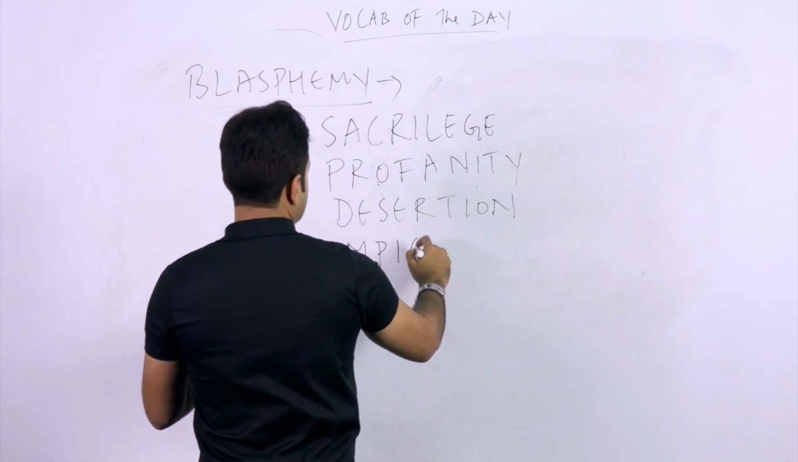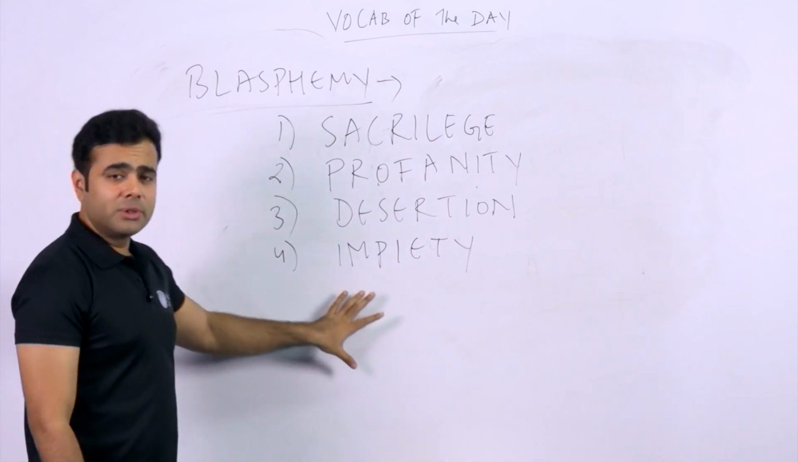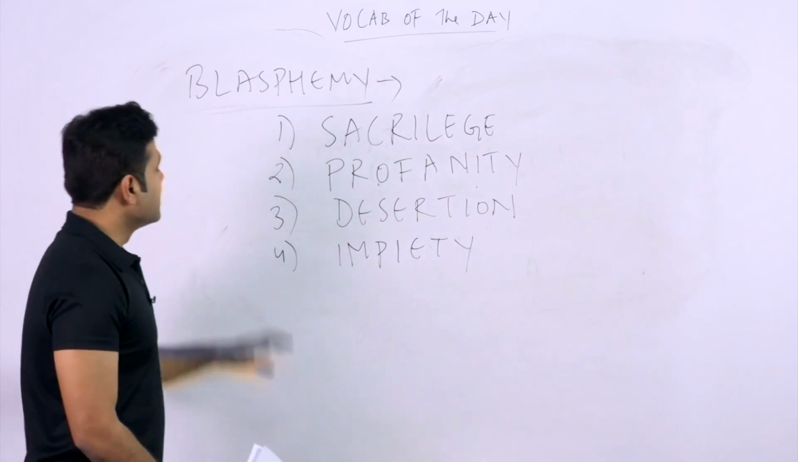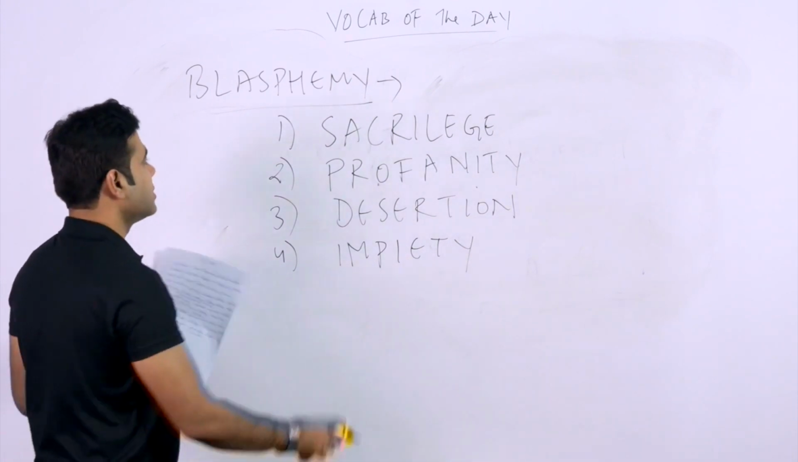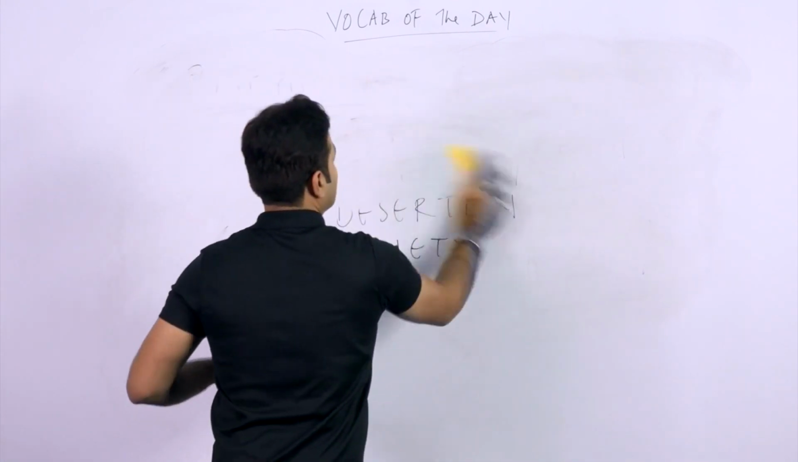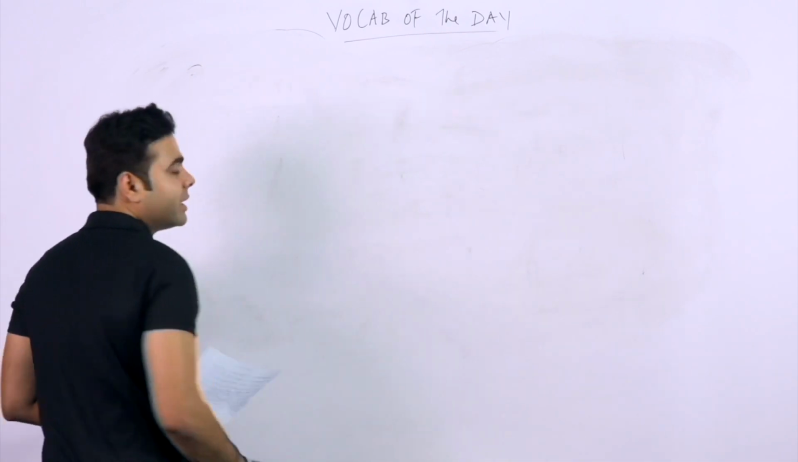Impiety, impiety. So impiety, you can read this word, you can pronounce it like impiety, fine. So these are the 4 words you can use for blasphemy. Just take the screenshot. Let's proceed to the next word and talk about the other words. These are the synonyms which I have taken here for our students.